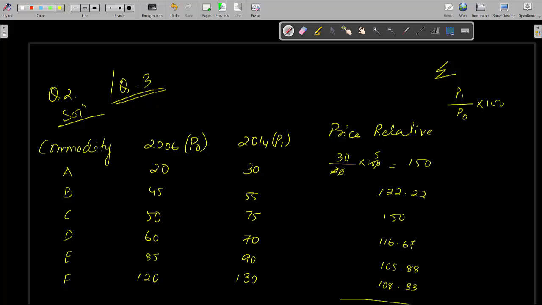Okay, so with this, we have come to the end of the first tutorial. And in the next tutorial, we shall discuss about the weighted price index. Clear?